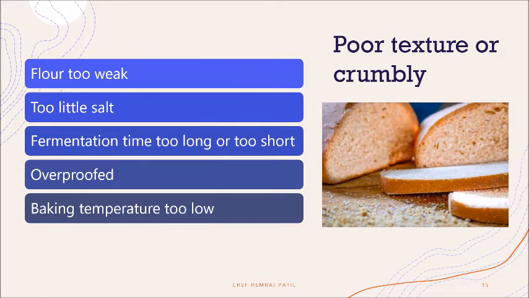Sometimes your bread becomes very crumbly and does not have a desirable texture. The reasons for that are, first, flour too weak. Weak flour means flour which has less gluten in it. Because of the absence or lesser quantity of gluten, it will not help the bread to rise.